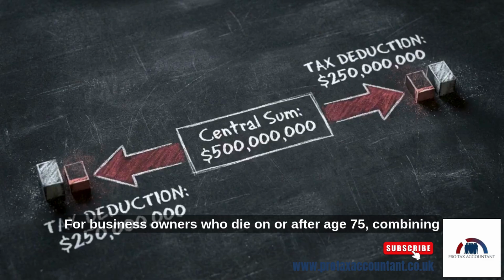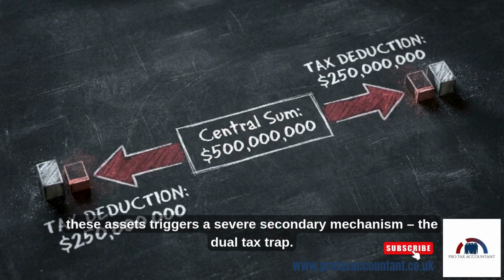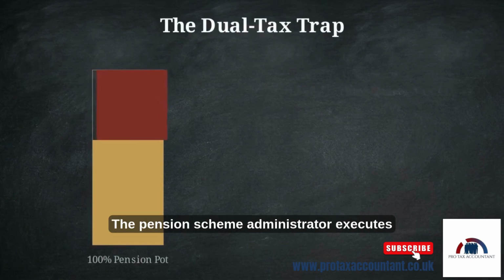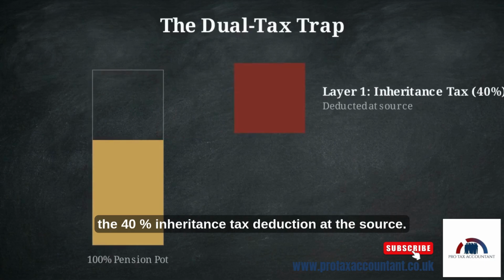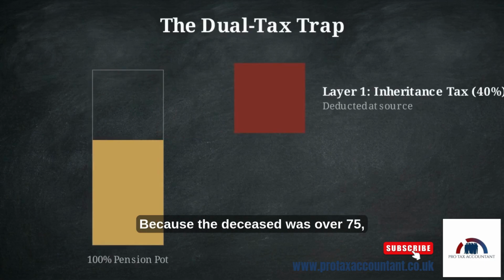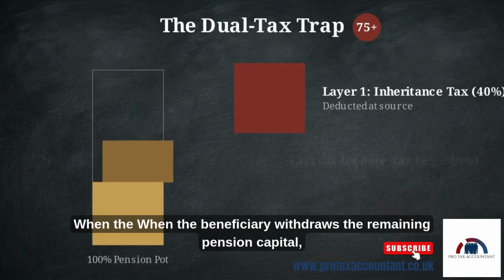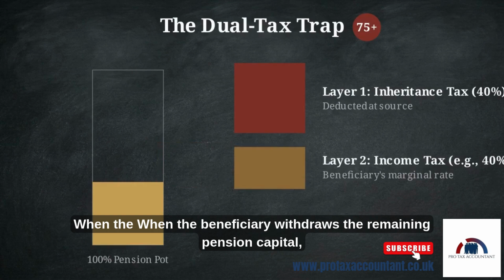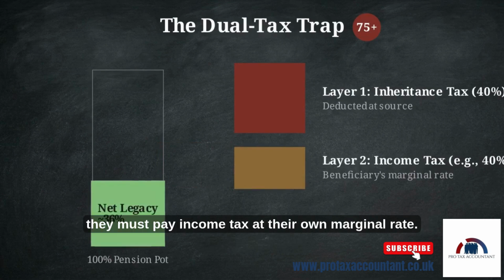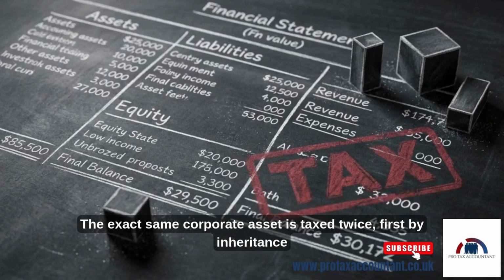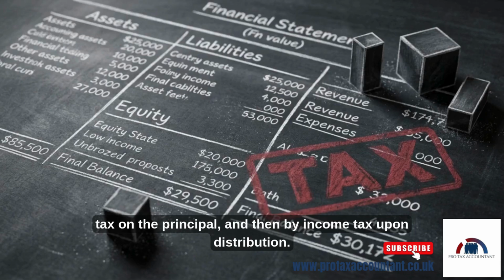For business owners who die on or after age 75, combining these assets triggers a severe secondary mechanism, the dual tax trap. This graphic illustrates the first layer of taxation. The pension scheme administrator executes the 40% inheritance tax deduction at the source. Because the deceased was over 75, the funds are subject to a second layer of taxation. When the beneficiary withdraws the remaining pension capital, they must pay income tax at their own marginal rate. The exact same corporate asset is taxed twice, first by inheritance tax on the principal, and then by income tax upon distribution.